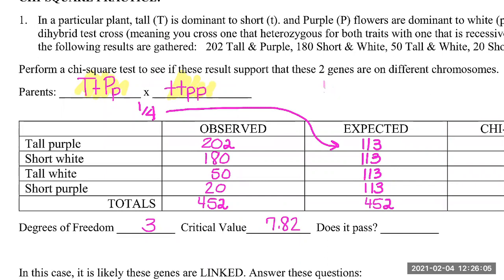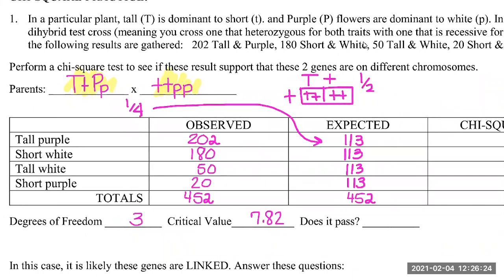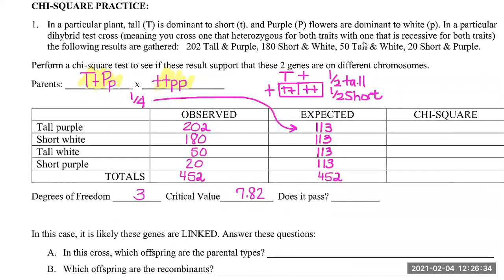Now, let me just take a real quick step back. If you're like, but how do you know it's 1/4? We can actually do this cross. So if I cross my T's, we can do this with a Punnett Square and the product rule. In this case, tall is dominant to short and purple is dominant to white, right? So our chance of tall is 1/2 and our chance of short is also 1/2. And again, how do I know what they're crossing? They told you. It's called the dihybrid test cross, but basically they're crossing a heterozygous with a recessive.